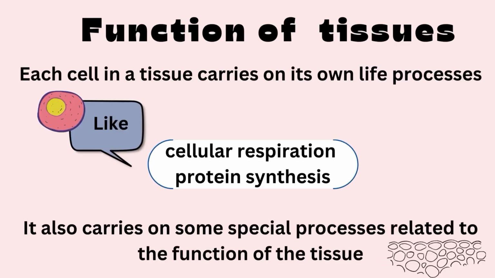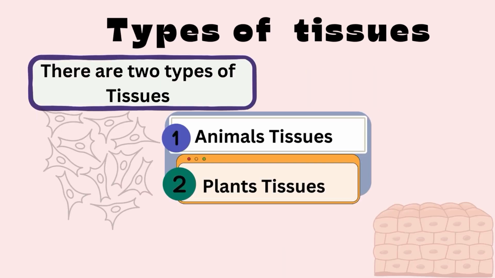Function of tissues. Each cell in a tissue carries on its own life processes, like cellular respiration and protein synthesis. But it also carries on some special processes related to the function of the tissue. Let's talk about types of tissues. There are two types of tissues: animal tissues and plant tissues.